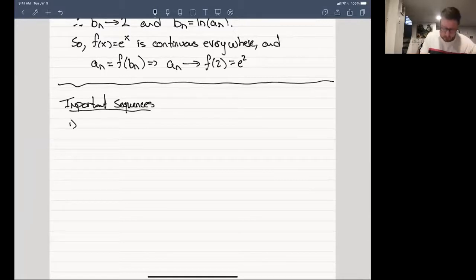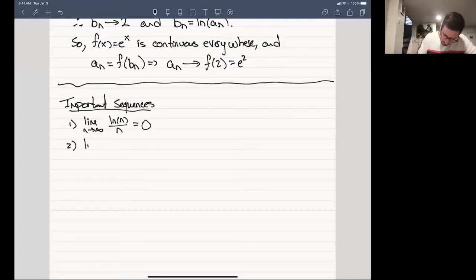So the first one we've seen already, and this is the limit as n goes to infinity of ln of n divided by n. This is equal to 0. So this is, of course, we did this using L'Hopital's rule. It's a nice one.